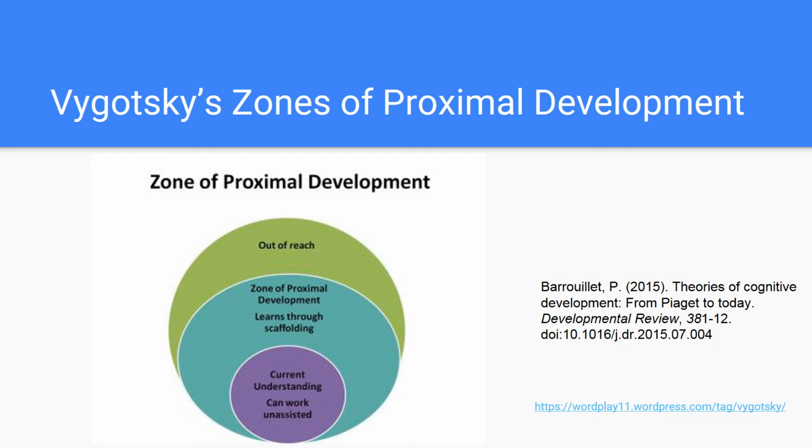Vygotsky also provided us a very useful framework for considering how much support a child needs. Again, the zone of proximal development theory is also from the field of psychology. Vygotsky talked about how much help an individual might need in order to gain new skills. So you can see in this picture, the purple circle is the current area that maybe a child already has mastered. It's a mastered skill. They can be 100% independent.